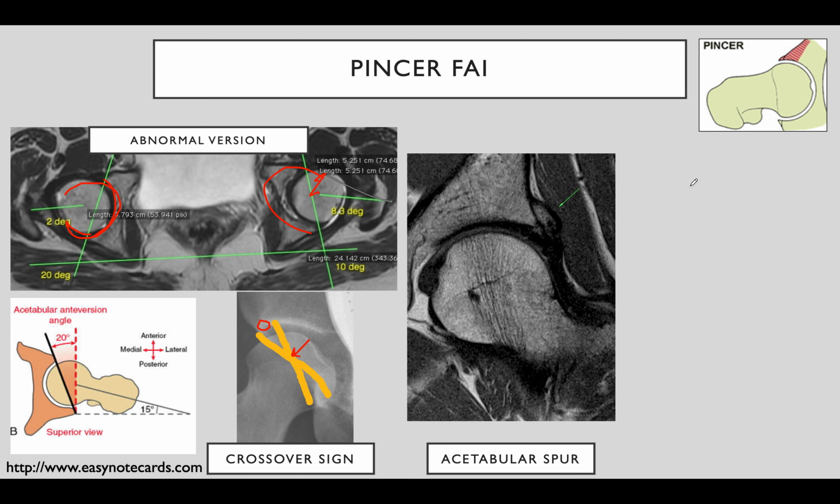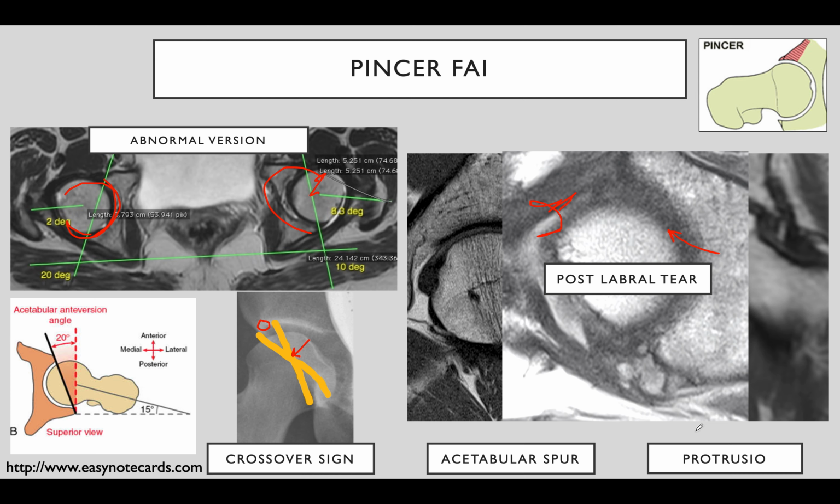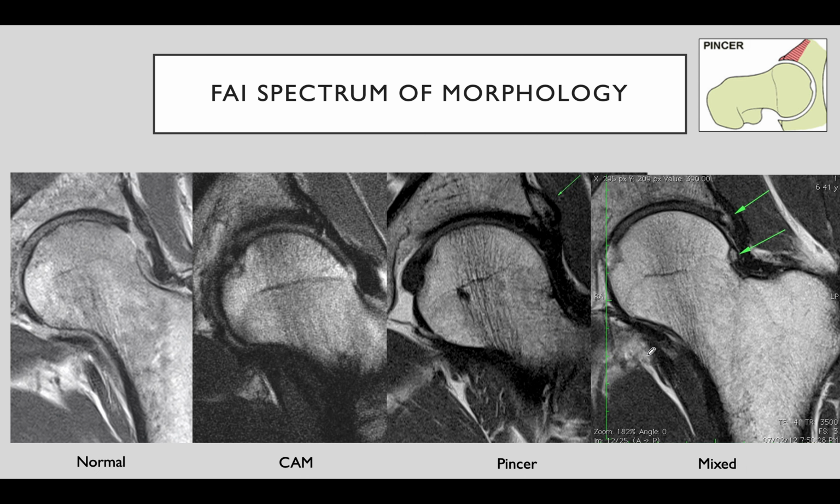Here you can see this. Sometimes you can just see a big acetabular spur or a bump over here, and that could predispose somebody to a pincer type FAI. Alternatively, you could just see central migration of the hip, so the femoral head just goes deeper into the acetabulum, something called protrusio, and that could lead to a pincer type FAI. Pincer type FAI patients will typically present with posterior labral lesions.